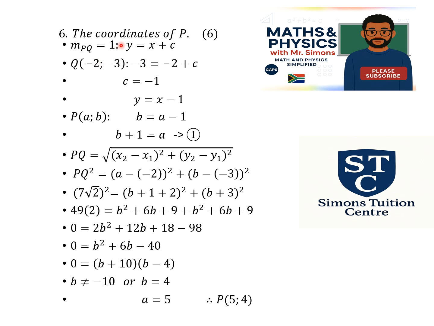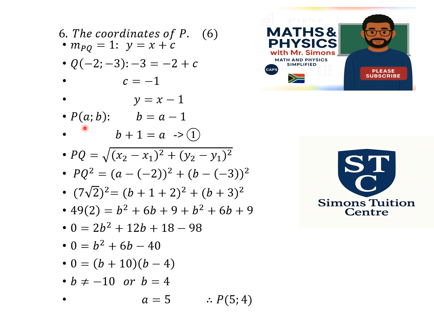So the gradient of PQ equals 1. Therefore, the equation of PQ would read y equals x plus c. We have the coordinates of Q, which is (-2, -3). So this states that y is minus 3 when x is negative 2. Take negative 2 over, minus 3 plus 2 gives me minus 1. So my equation for the line PQ is y equals x minus 1.